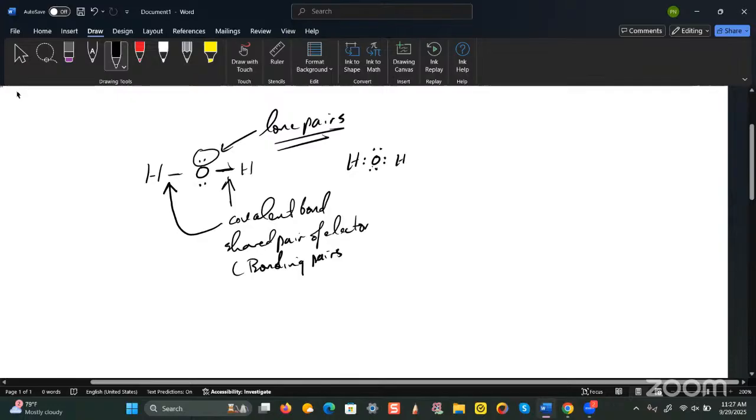Another thing I want to mention is that for all atoms except hydrogen, the atoms will try to end up with 8 electrons on their outer shell, as bonding and lone pairs. In the case of this oxygen right here, if you look at it, it has 2, 4, 6, 8 electrons. Most atoms will try to obtain 8 electrons. The one exception would be hydrogen. Hydrogen cannot have more than 2 electrons.